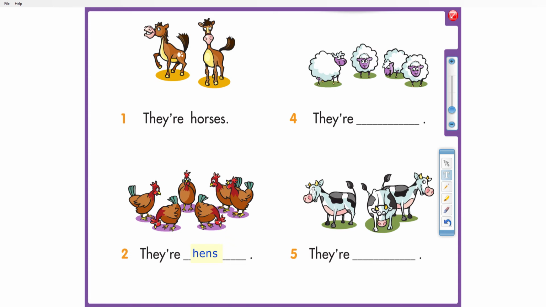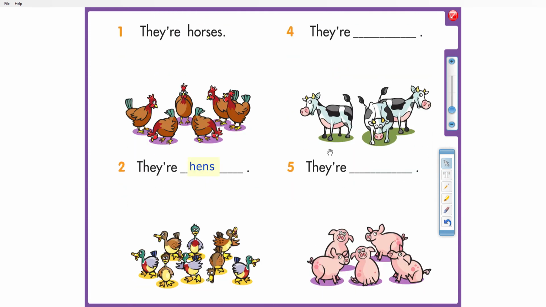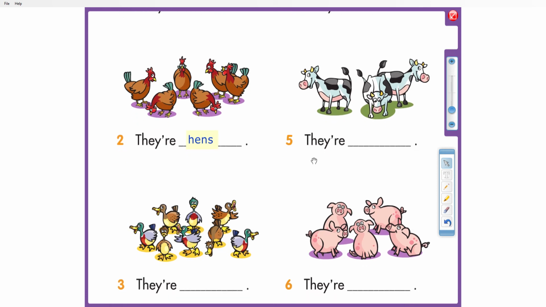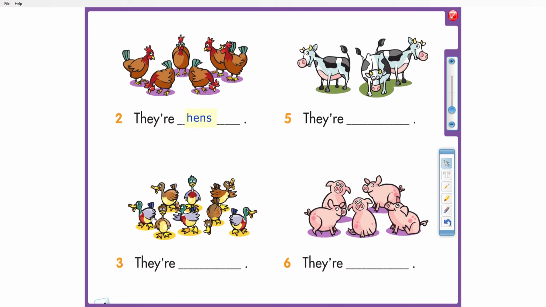Okay. Let's move to number 3. What is number 3? They are. Can you tell? Yes, it's ducks. 1, 2, 3, 4, 5, 6, 7, 8. They are ducks.